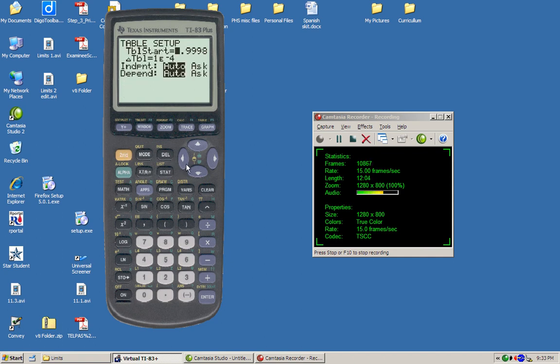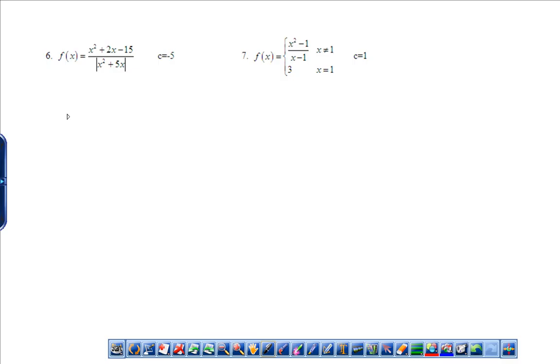We want to go to our table, and we want to set our table to start at the C value that they give us, which is -5. And we want to look at this left-sided and right-sided limit. Okay, so I can see here -5, I have an error, all right, and this may or may not be an issue, but I can see that 1.6 is the left-sided limit, that -1.6 is the right-sided limit. So let's record our answers. 1.6 left-sided limit, -1.6 was the right-sided limit.